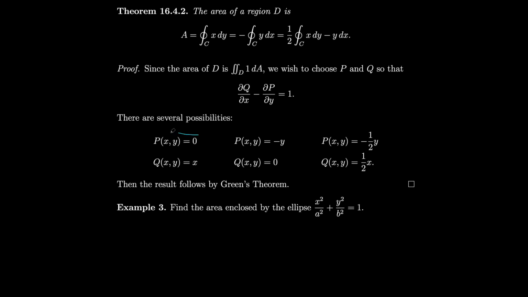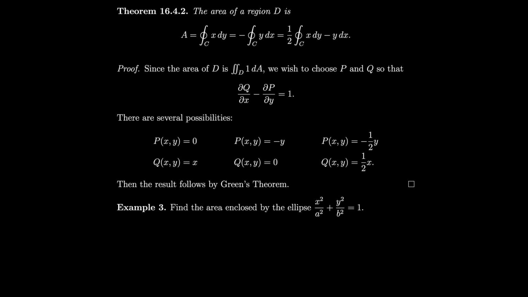So in the first case, if P is 0 and Q is x, then you just have the integral of x dy. In the second case, when P is minus y and Q is 0, you just have the line integral of minus y dx. And then when P is minus half y and Q is half x, then you could just take out the half and you get half of the line integral of x dy minus y dx. So since all of these result in this thing being 1, they all result in a double integral of 1 dA. So we convert back using Green's theorem, and we see that all of these represent the area.